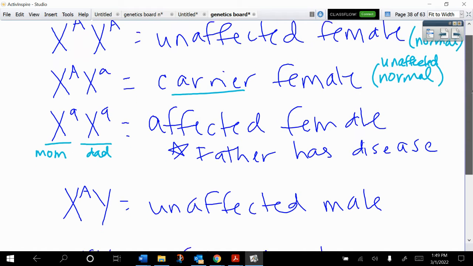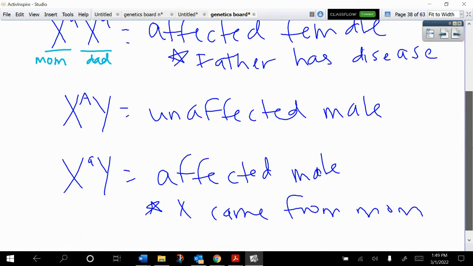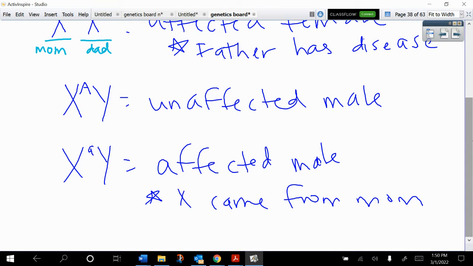Now, the male genotypes can only be two. So we can have an X capital A, Y, the unaffected male, or we have X lowercase a, Y, which would be the affected male. Keep in mind that the X is always coming from the mother, so always from the mother or the female parent. The Y is from the male parent.